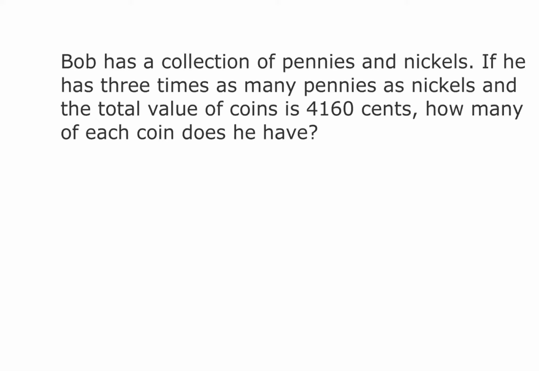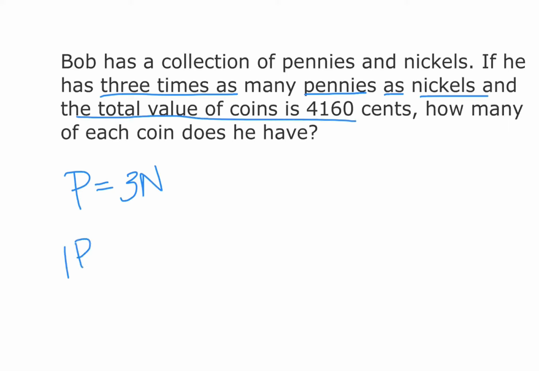So Bob has a collection of pennies and nickels. If he has 3 times as many pennies as nickels, so this is a weird way of saying pennies is 3 times nickels. And the total value of the coins is 4,160. So pennies, which is just 1, plus nickels, which is worth 5, is equal to 4,160. So I don't have to have the 1 there.